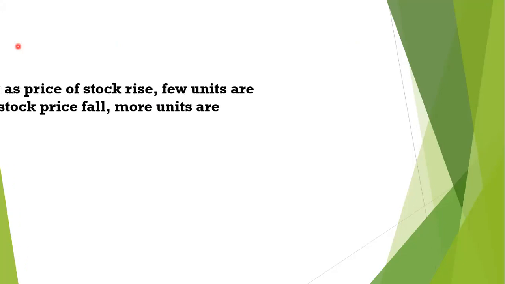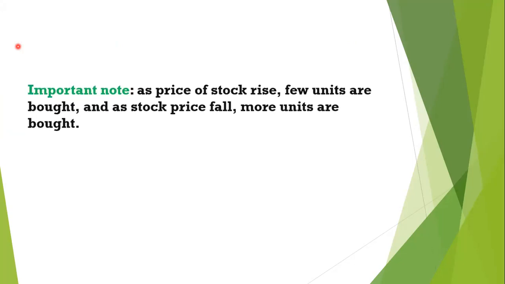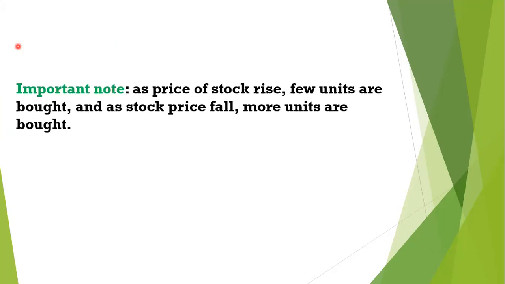So now let's look at how it works. Basically, as the price of the stock rises, fewer units are bought. So at this point, you will buy fewer units of the shares. And as the stock price falls, more units are bought.